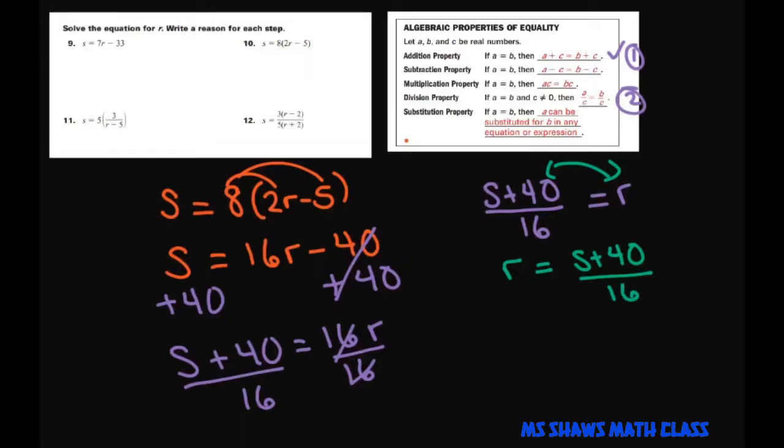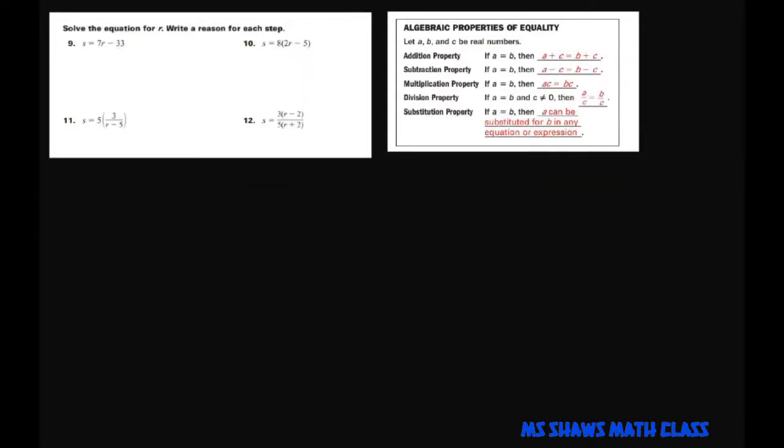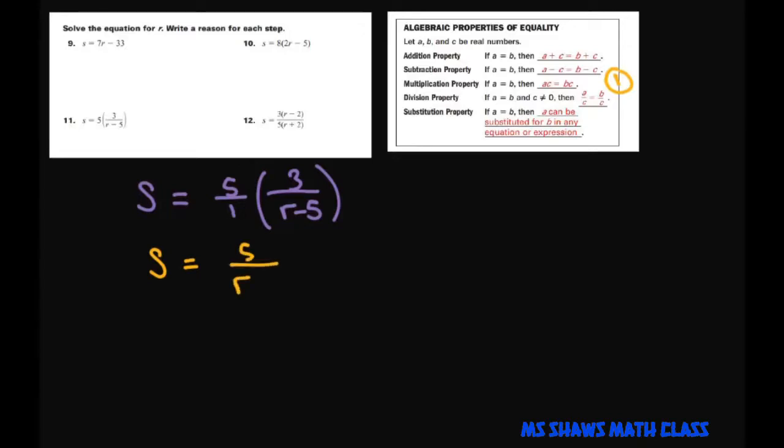All right. And next one is S equals 5, and I'll put that as 5 over 1 times 3, and R minus 5. So the first thing I'm going to do is use my multiplication property, and I'm just going to multiply and simplify. So when you simplify, you get 5 divided by R minus 5.